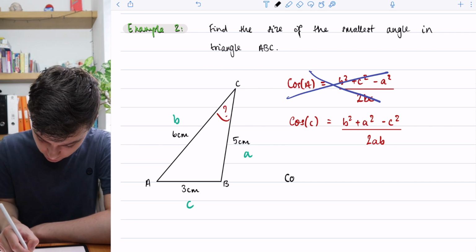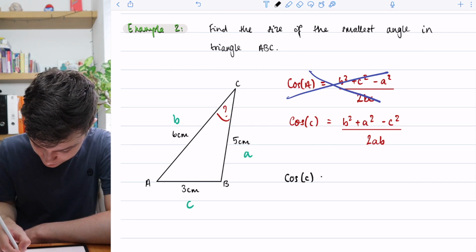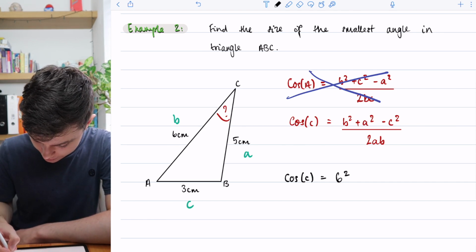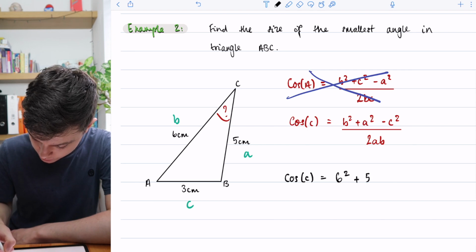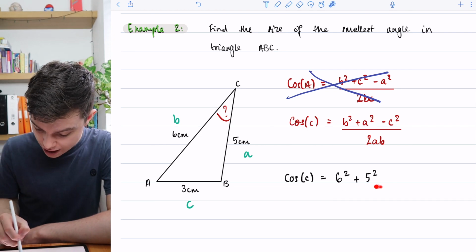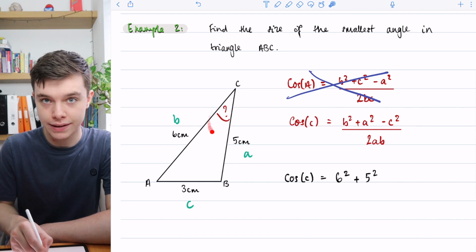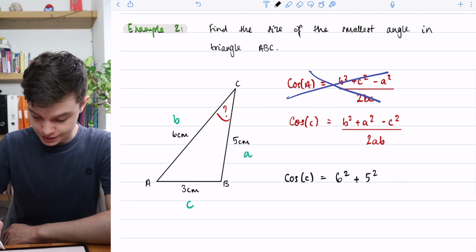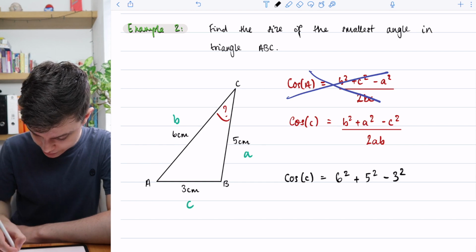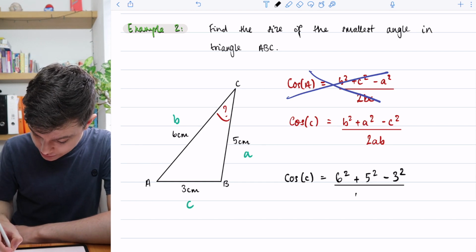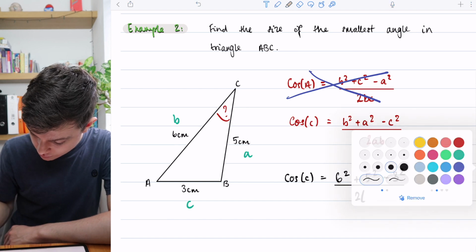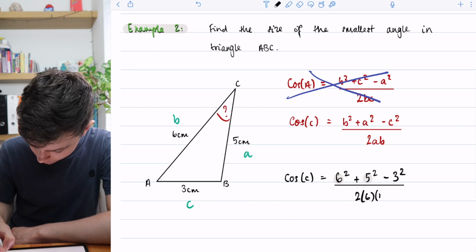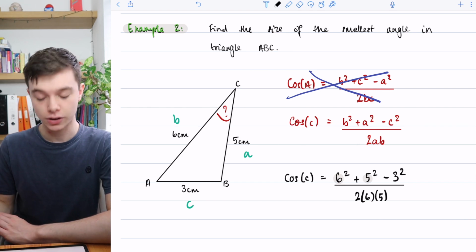So cos of angle C is going to be B squared, which is 6 squared, plus A squared, which is 5 squared. Those are the sides that are not opposite the angle we're trying to find. Then we're going to take away the side that is opposite the angle, so minus 3 squared. Divide that by 2 times, and then really it's those two multiplied together, the sides that are not opposite the angle.